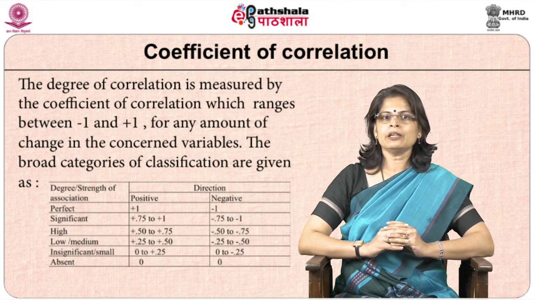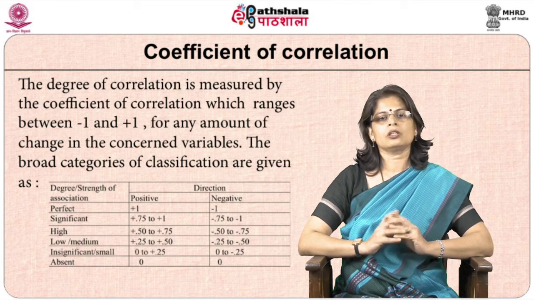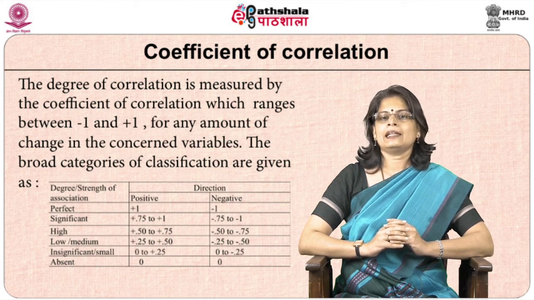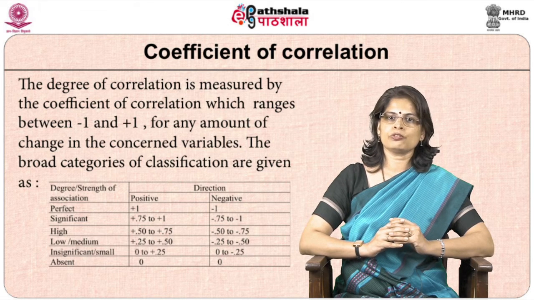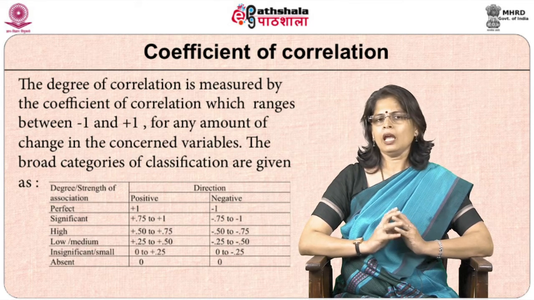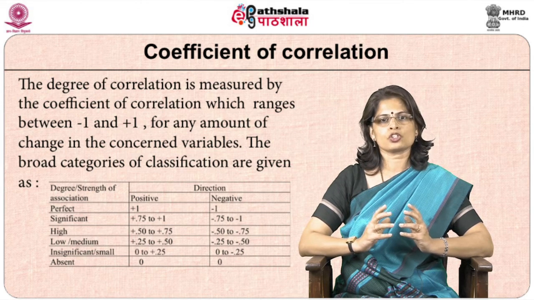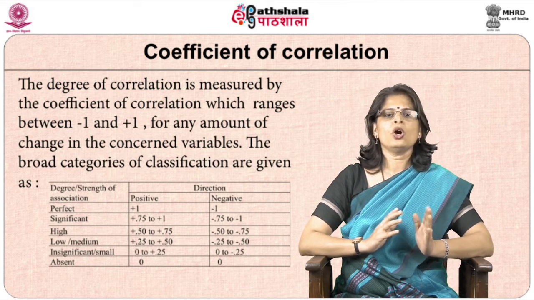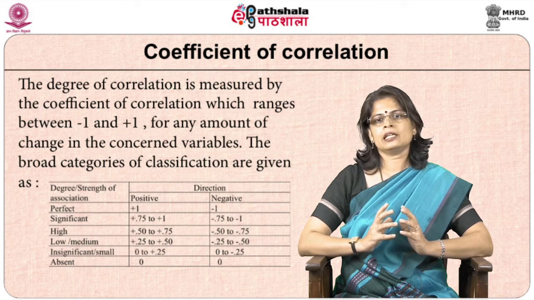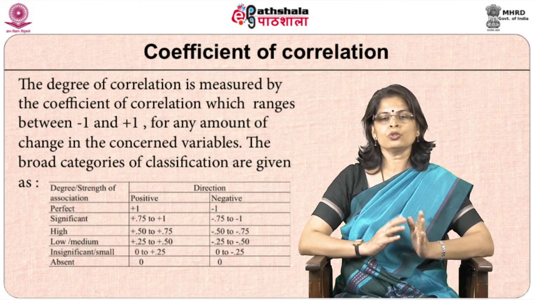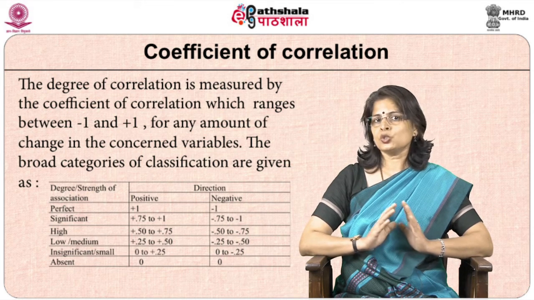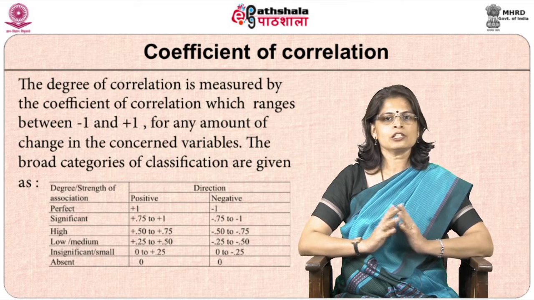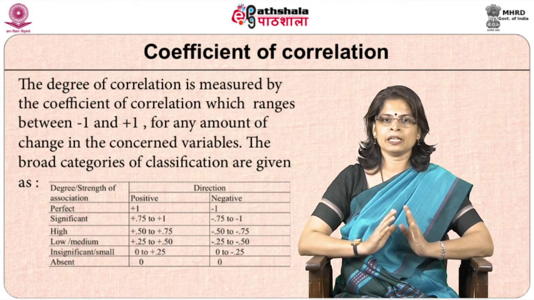For low or medium degree of association and positive direction, the value would range from +0.25 to +0.50, and in case of negative, it would be -0.25 to -0.50. If the correlation is very insignificant or small, the value in case of positive direction would usually be either 0 or 0 to +0.25. In case of negative direction, it would be 0 to -0.25. If there is no correlation between the two variables, that is, the correlation is absent, whether it is positive or negative, the values would be nothing but 0.